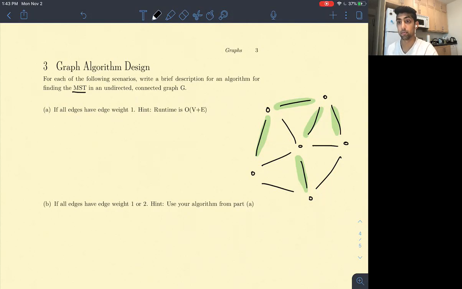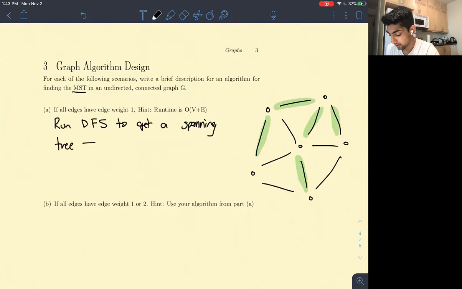So solving this problem reduces into just, given any graph, how can we find a tree in that graph that spans all of the vertices? So to find a tree in any graph, we can run DFS. So the answer is we run DFS to get a spanning tree, and then we output that.